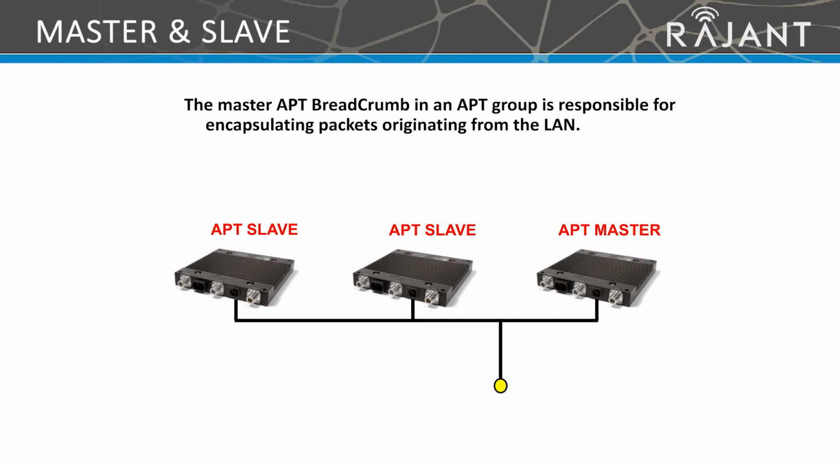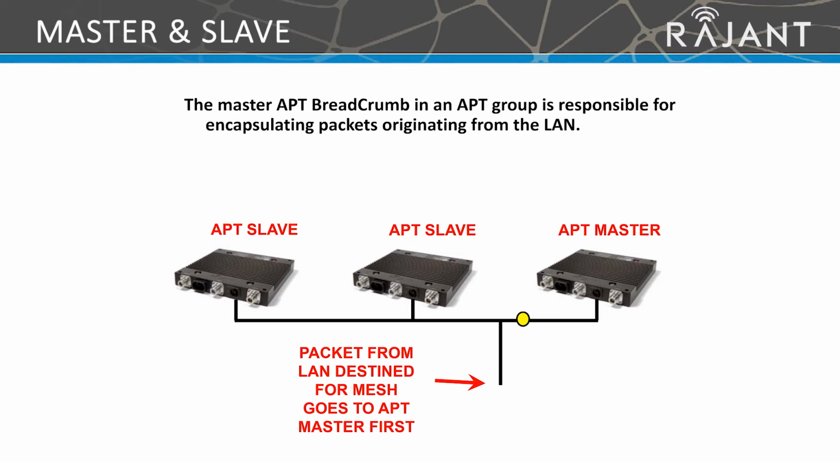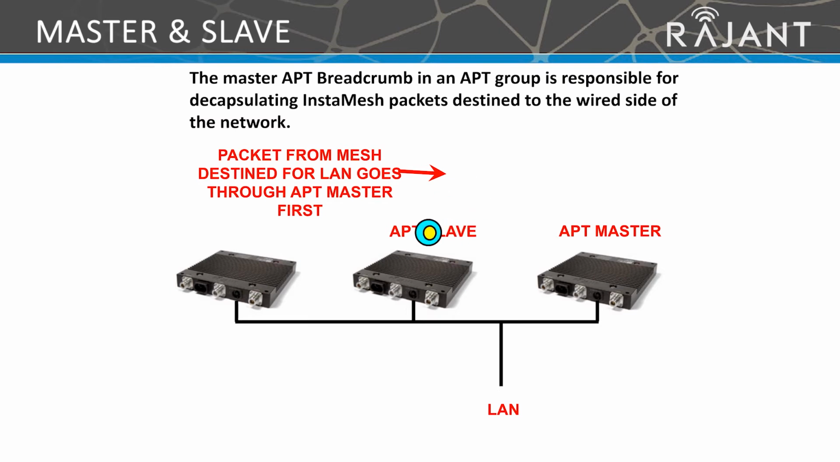The master APT breadcrumb is responsible for all the packets on the wired side of the LAN, going to and from the mesh. So any packet from the LAN destined for the mesh first goes to the APT master. The APT master will encapsulate that packet and then send it out via one of the APT slaves into the mesh. The APT master is also responsible for decapsulating Instamesh packets destined for the LAN. So, as a packet comes in from the mesh, it comes through the slave into the master. The master will then decapsulate that packet and send it to the LAN.